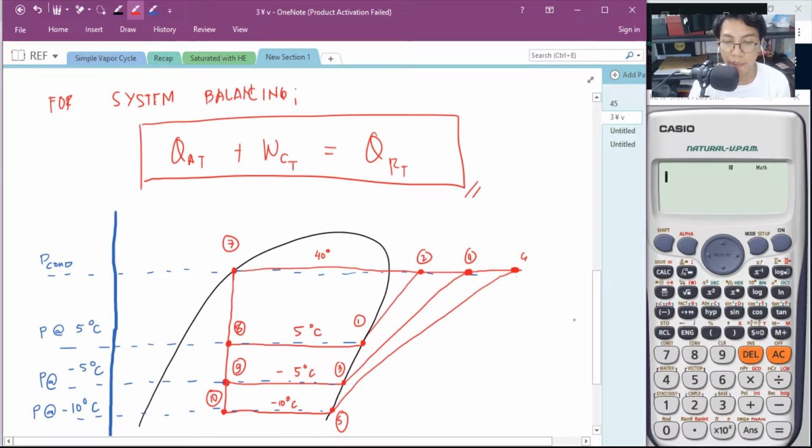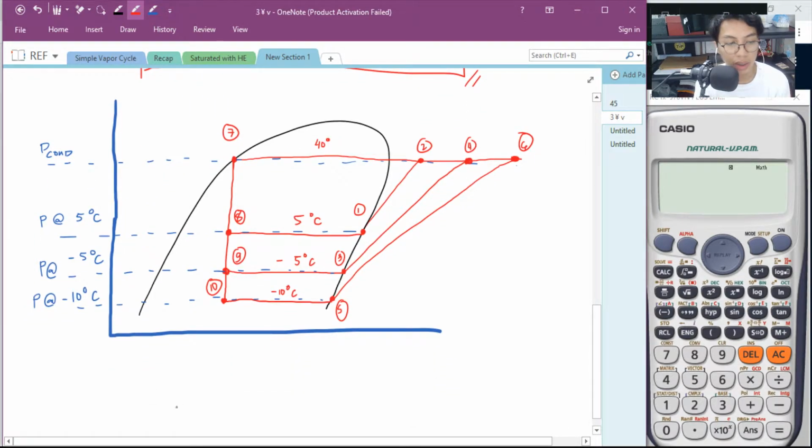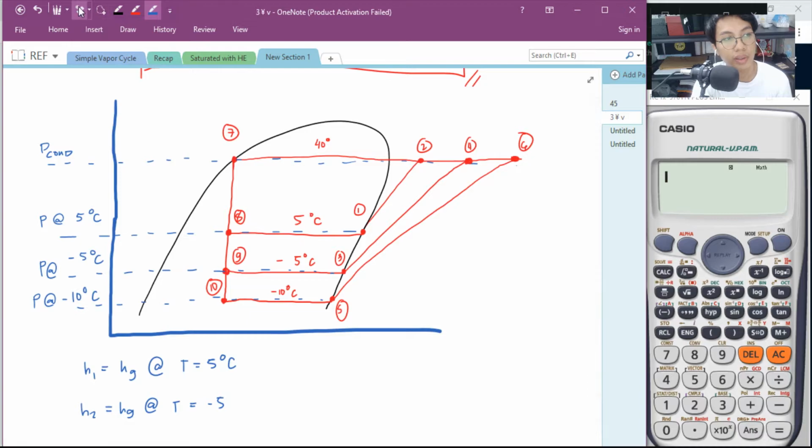So, dito, hahanapin natin yung mga points na yan. How will we find it? Tandaan mo na si H1 is Hg at T is equal to 5 degrees Celsius. H2 is equal to Hg at T is equal to -5. Hindi siya H2. That is H3.